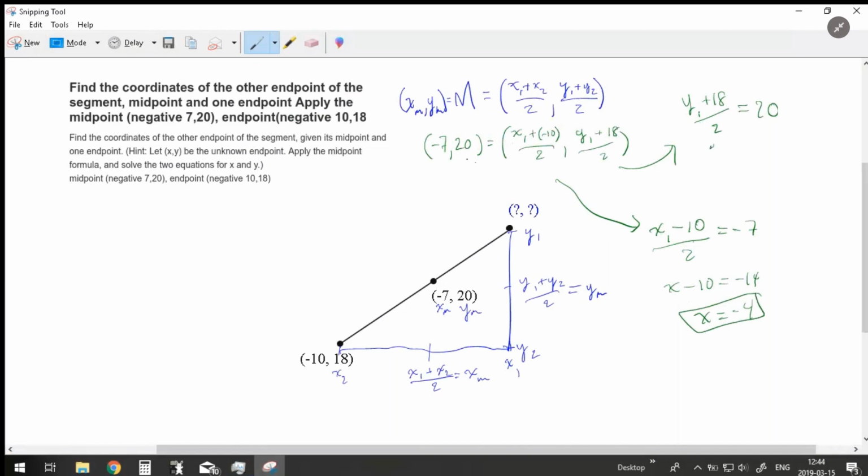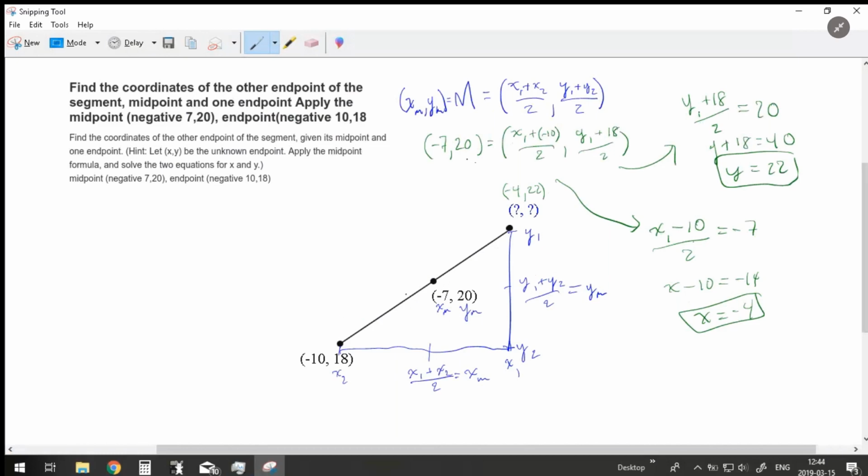And for y, likewise, multiply both sides by 2. I'll get y plus 18 is equal to 40. Subtract 18 from both sides, it must be equal to 22. That is my endpoint, -4, 22. Now that's great. That's fantastic. So we know how to use the formula to do it. You can end watching this video here, or you can think about it this way, much more intuitive.